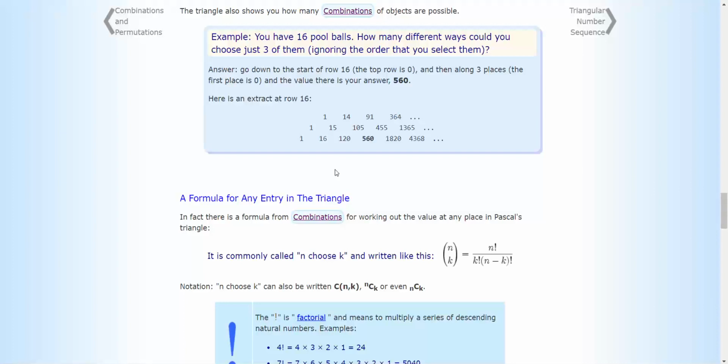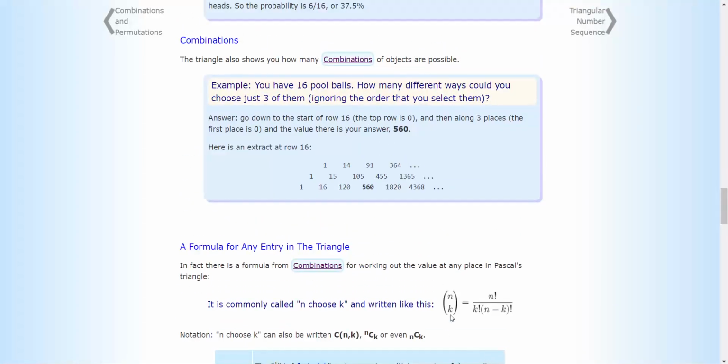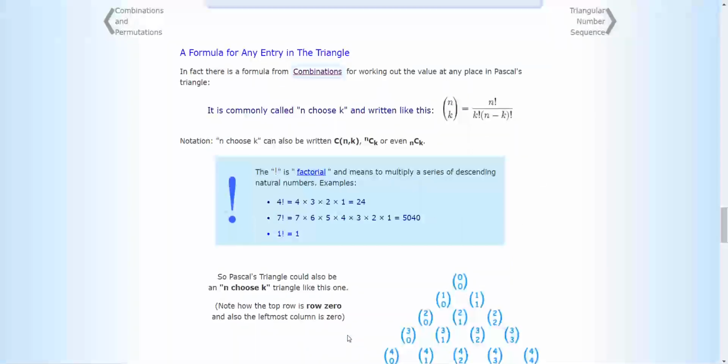Moving on, a formula for any entry in the triangle. In fact, there is a formula from combinations for working out the value at any place. Oh, okay. So instead of going to the power of n, we could simply use the factorial. It's commonly known as n choose k and written like this. In this case we have n as 16 and we choose 3. So n factorial, 16 factorial, divided by k factorial times n minus k factorial. Oh man, notations.